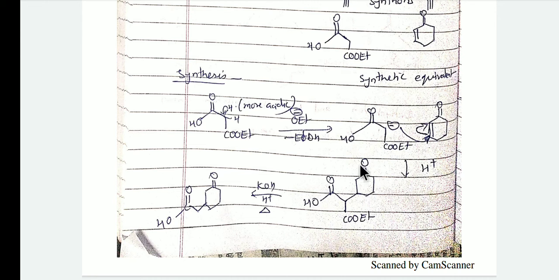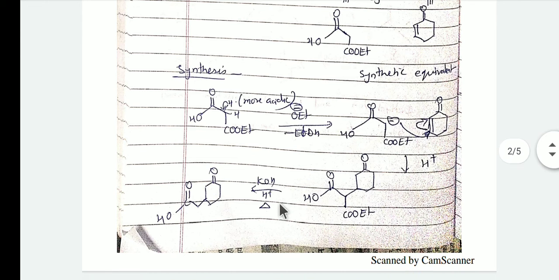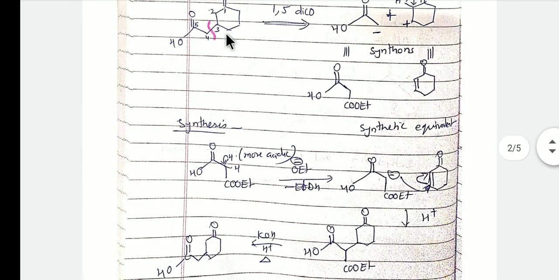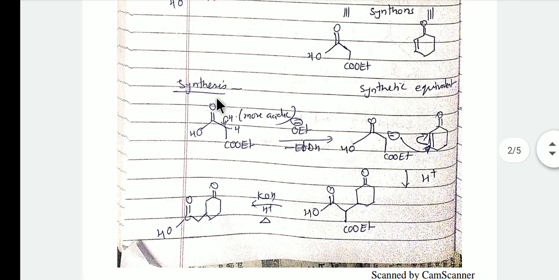So we get this type of molecule, which on hydrolysis by KOH, and then on heating, liberates CO2, and finally we get our target molecule here, which was disconnected. So by this synthesis we can easily synthesize this target molecule from these synthetic equivalents.